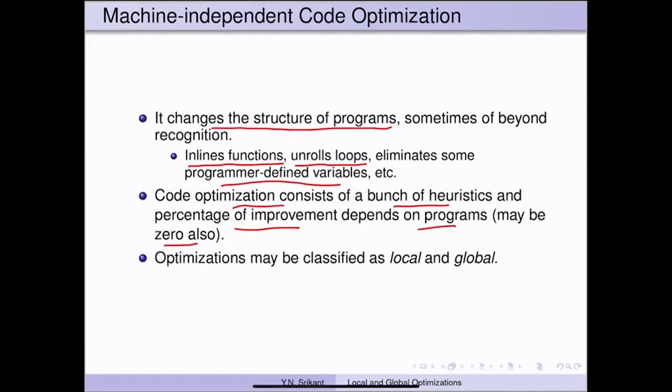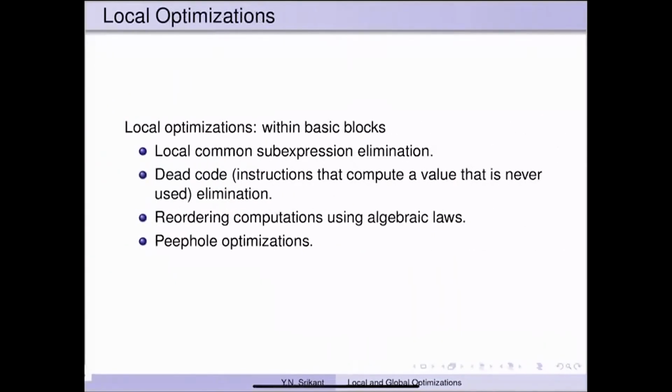And eventually, there are two basic types of optimizations. One is called local optimization, and the other is called global optimization. So what are local optimizations? Well, these are carried out within what are known as basic blocks.